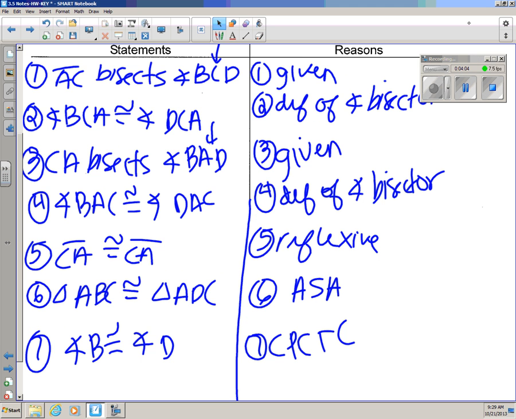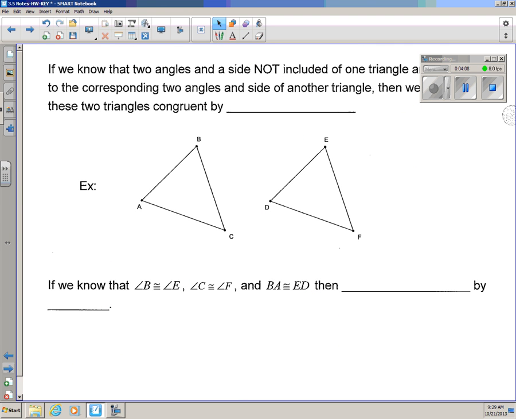Okay, so let's take a look at the next slide. If you know that two angles and a side that's not included of one triangle are congruent to the corresponding two angles and side of another triangle, then you can prove those two triangles congruent by AAS. Understanding that AAS is the same exact theorem as SAA. It doesn't matter how you write it, but just understand that the side is not sandwiched in between the two angles.